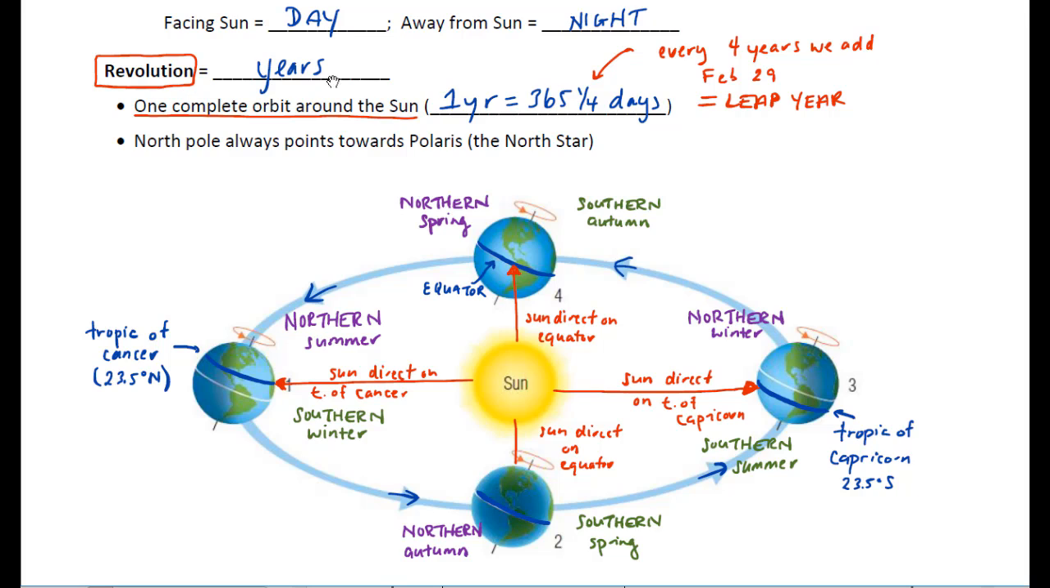Now, revolution is considered a year. It takes us one complete year, which is 365 and a quarter days. That's why every 4 years we add an extra day, February 29th, and we call it a leap year, because 4 quarters make a full extra day. So it's a little over 365. And that's the time it takes for us to take one complete orbit around the sun.